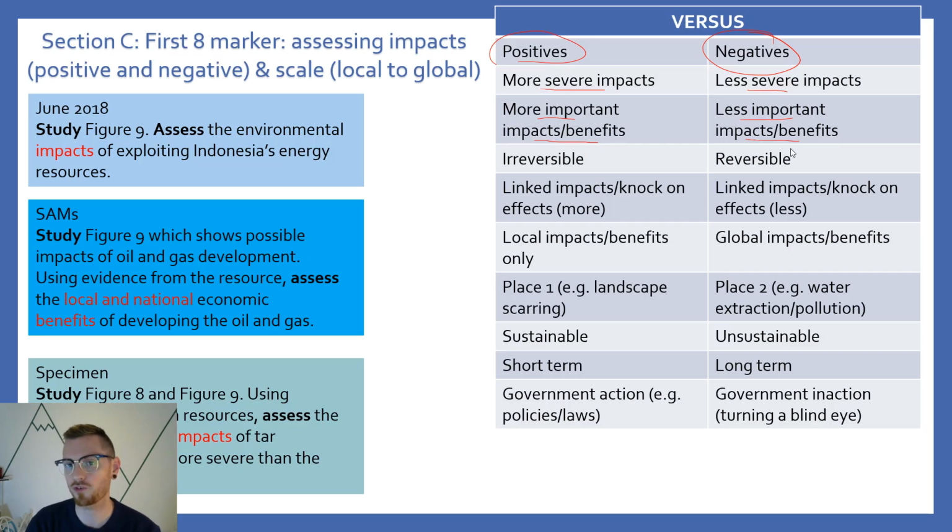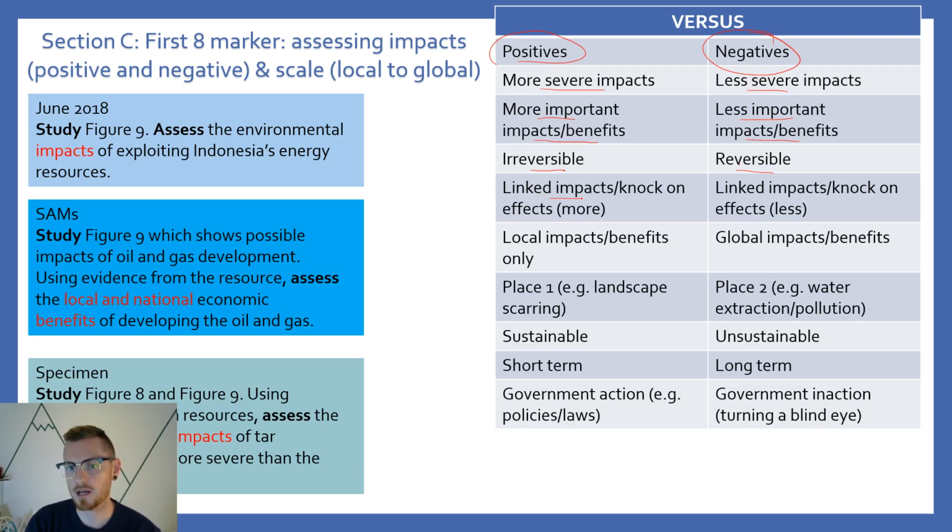Maybe you could look at how some impacts from the resource could be irreversible. That would not be very good, okay? I think of current climate change. Those that are reversible are probably less impactful, less severe, less costly.